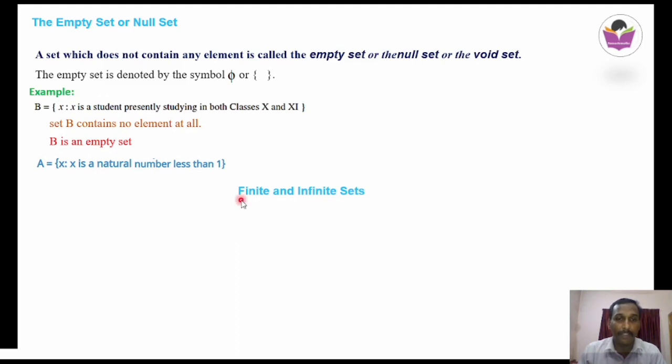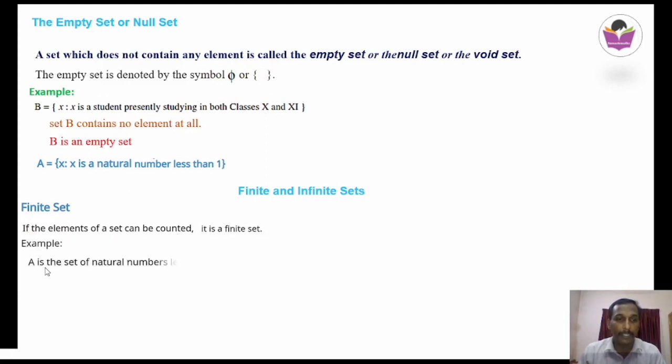And next are finite and infinite sets. First of all, if the elements of a set can be counted, it is a finite set. In the null set there will be no element, meaning the number of elements will be 0. Finite set means the number of elements of a set can be counted.